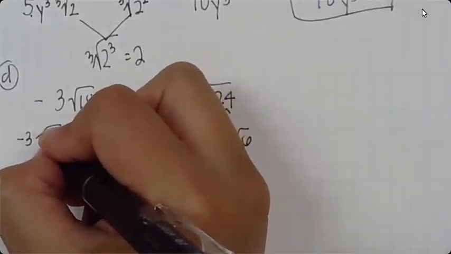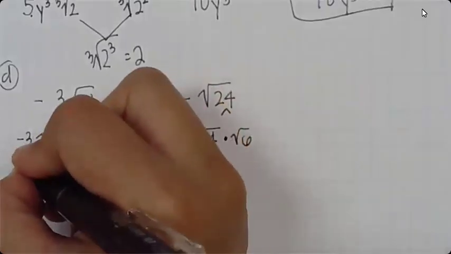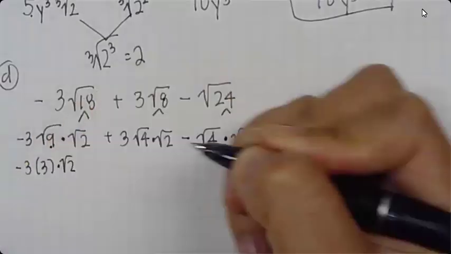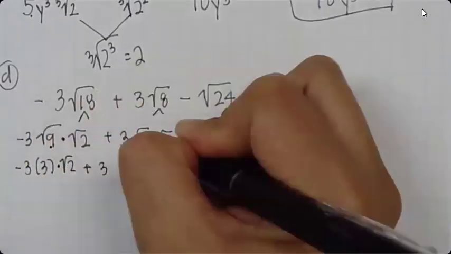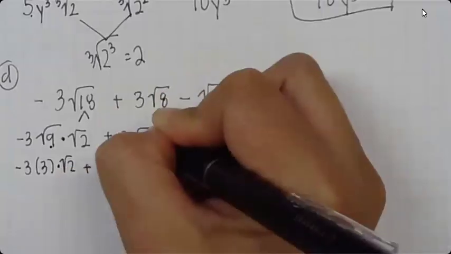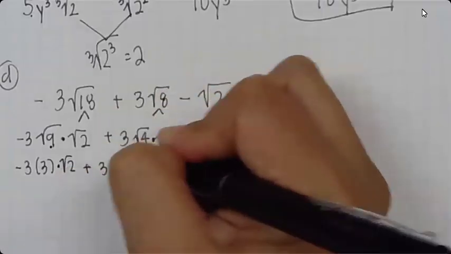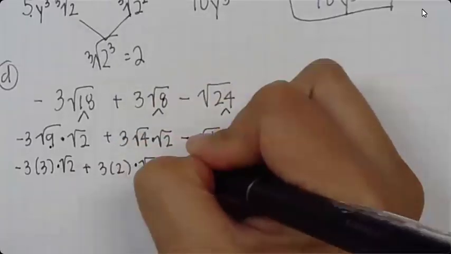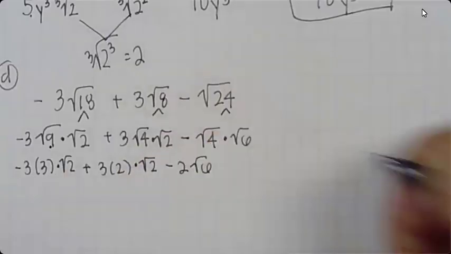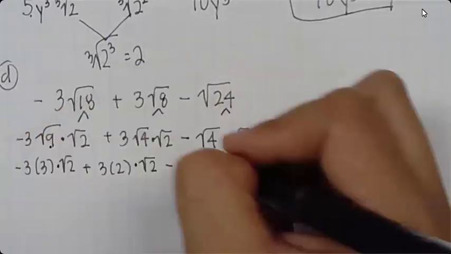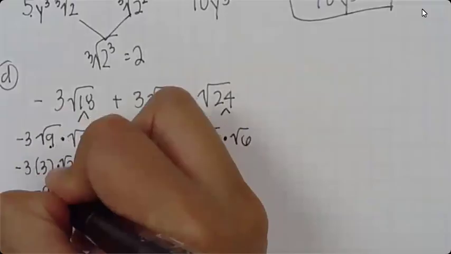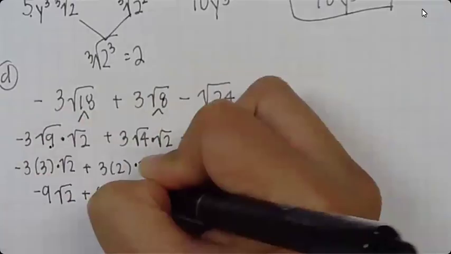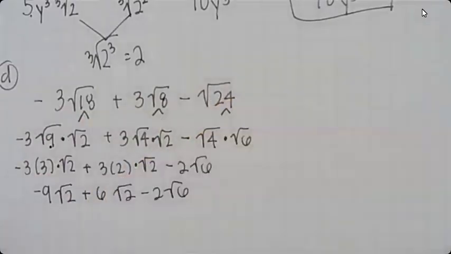This becomes a 3. So I have -3 times 3 times the square root of 2, plus 3 times 2, because the square root of 4 turns into a 2, times the square root of 2, minus this 4 turns into 2, square root of 6. Now I can simplify again. This is -9 square root of 2 plus 6 square root of 2 minus 2 square root of 6.